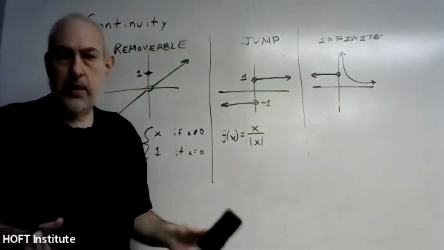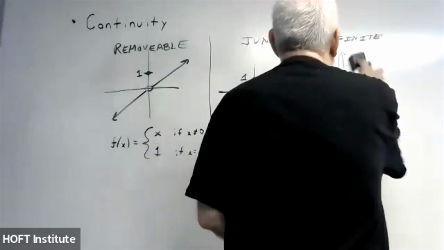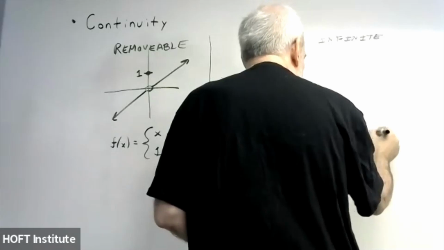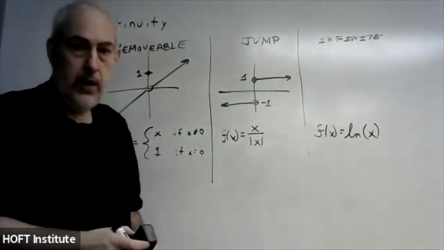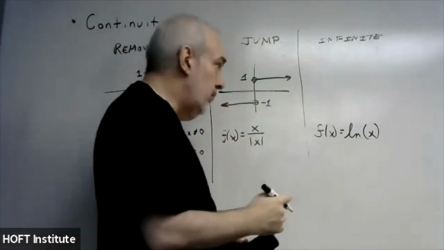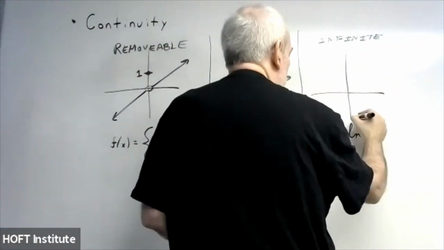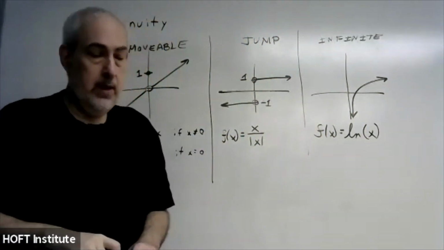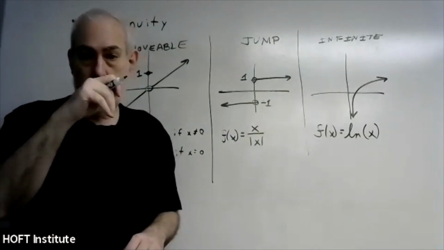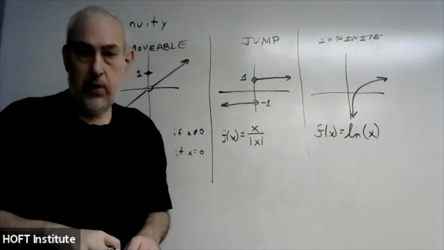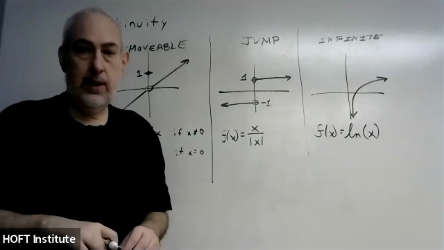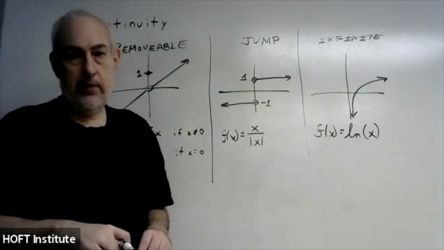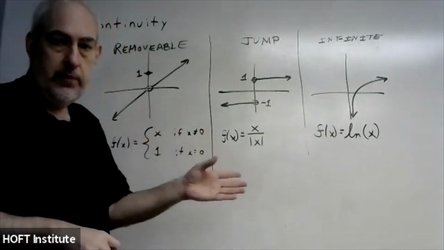Okay? Another example of a function that has an infinite discontinuity is the logarithm function. So I'll use natural log, which is log base e. ln is just an abbreviation for log base e. And that graph doesn't have values for negative numbers. And as you approach 0 from the right, it goes down towards negative infinity. So I would still say this has an infinite discontinuity at x equals 0. Okay? So these are the three different types of discontinuities: removable, jump, and infinite.